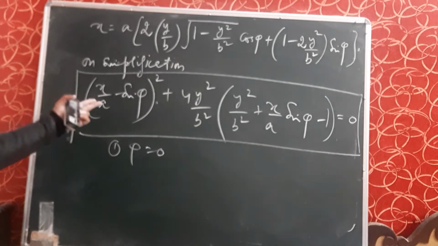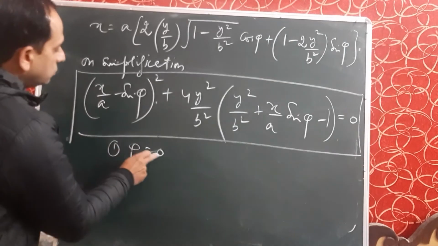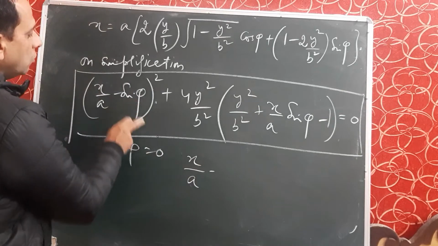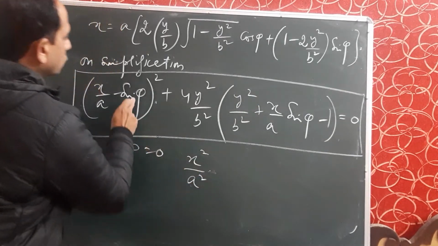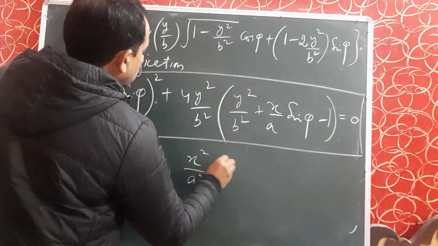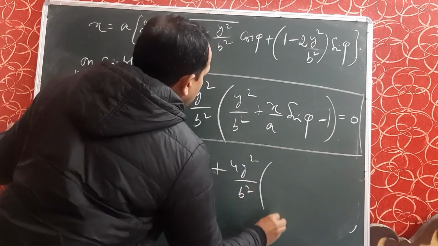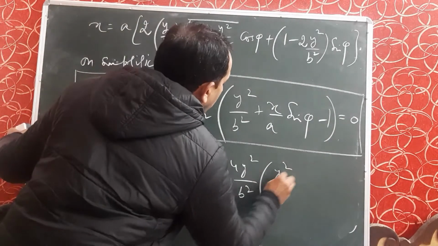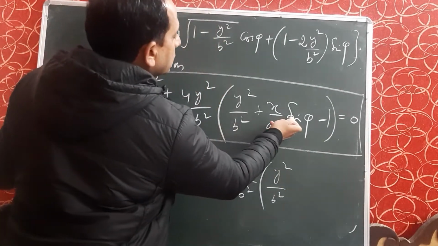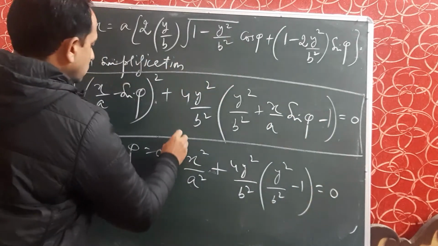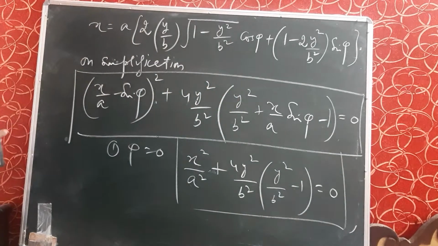So I am solving for the first case. This is φ is 0, and you will get this equation: (x/a − sin 0)², that is x²/a², plus 4y²/b², and sin 0 is 0, and minus 1 is equal to 0. So this is the equation which we get after putting φ equal to 0.